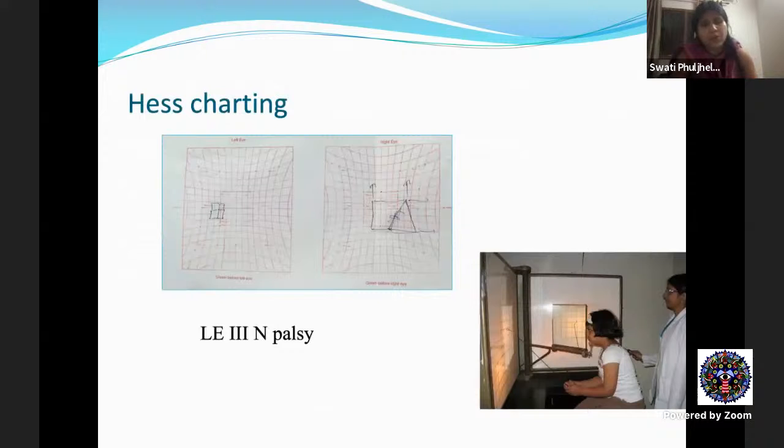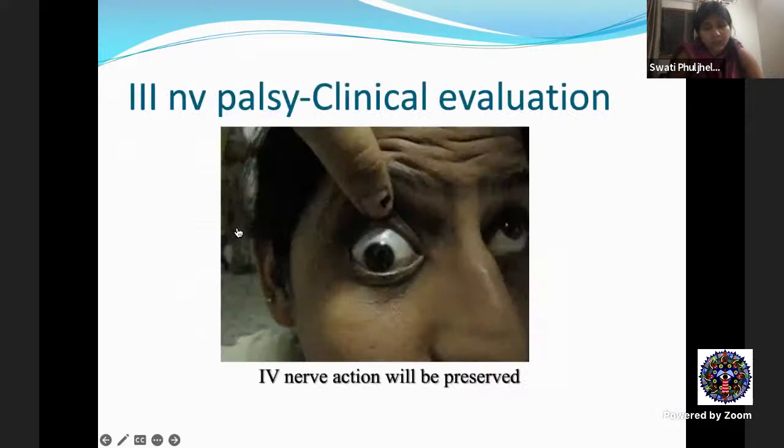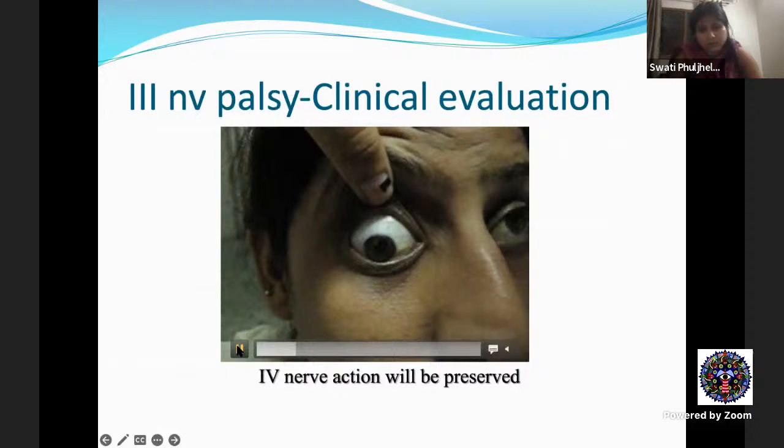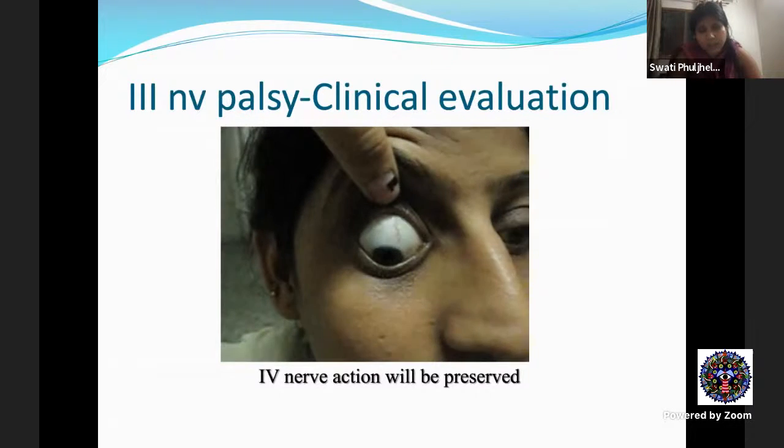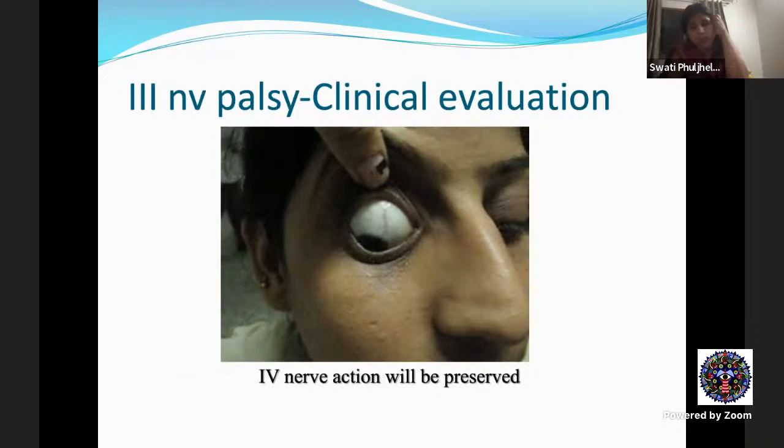This is just to show how a Hess chart will present for third nerve palsy. So it's a small chart over here where all other movements are restricted. This video is just to show how you can check for superior oblique movement in presence of third nerve palsy, because the eye is unable to adduct.